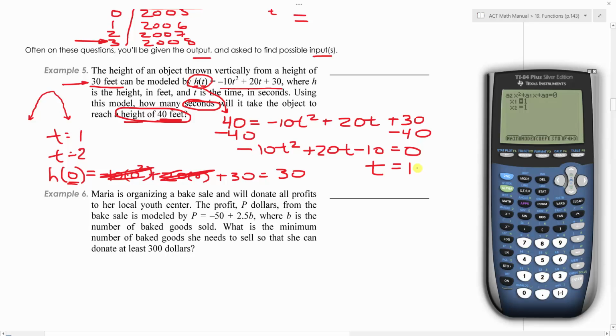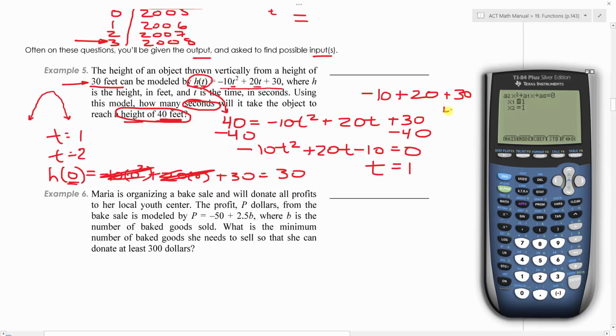And indeed, I can confirm that by taking this 1 and plugging it back in for my t's. Let's actually see what happens. This is going to be negative 10 times 1 squared, which is just 1, so I'm not even going to write that, plus the 20 times 1, which is just 20, plus 30, and negative 10 plus 20 is 10, 10 plus 30 is indeed 40, which is what I needed. So it confirms that t equals 1 is the number of seconds at which I will reach 40 feet.